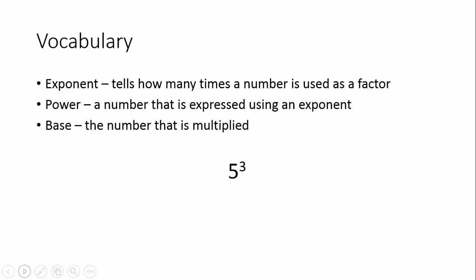So for the example here, we have 5 to the third. So the 3 is the exponent. The 5 is the base. And the 5 to the third power, the whole number itself with the exponent, is the power. So remember what this means.